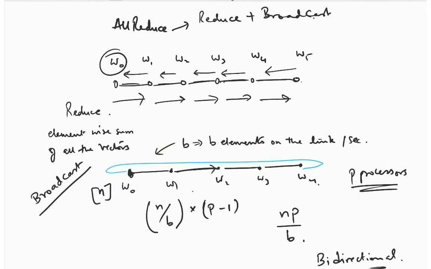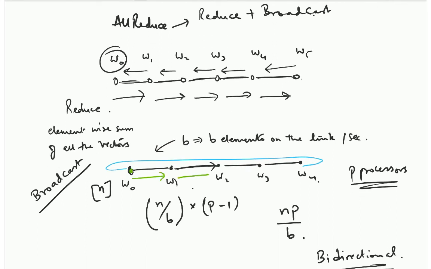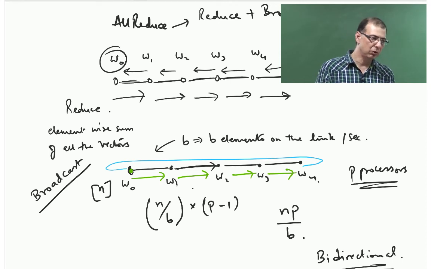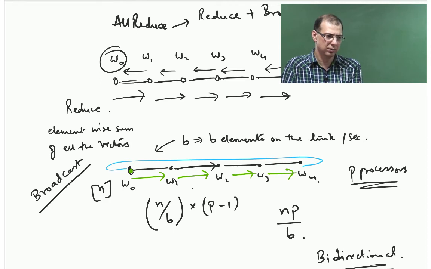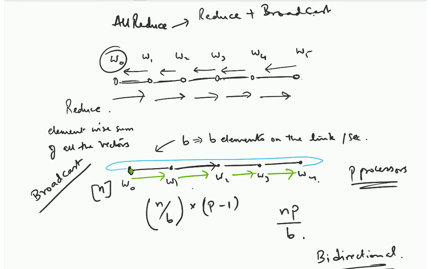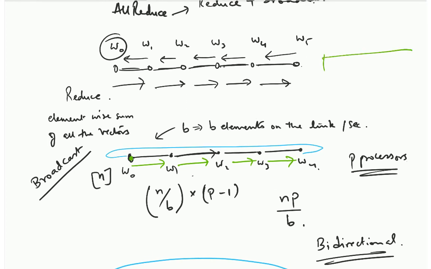I was broadcasting a value from W0 to W1, W1 to W2, W2 to W3, W3 to W4. Now, if I have a very large message which I want to broadcast from W1 to W4, I'm not going to send the entire message from W0 to W1 and wait for W1 to receive the entire message and only then have W1 start sending to W2. That's not a very wise thing to do, because I'm wasting all the time. W1 has some data, but it's still waiting for data to come from W0. So typically, if we have a very large message, we divide it into chunks.